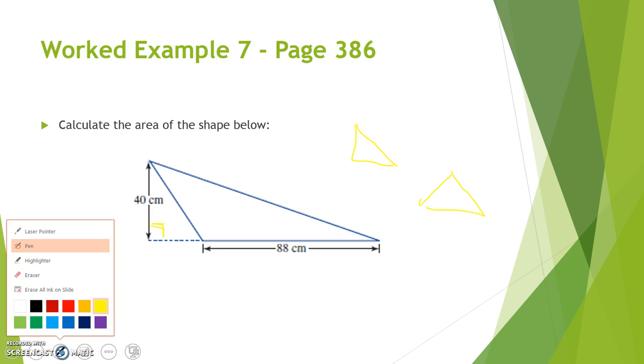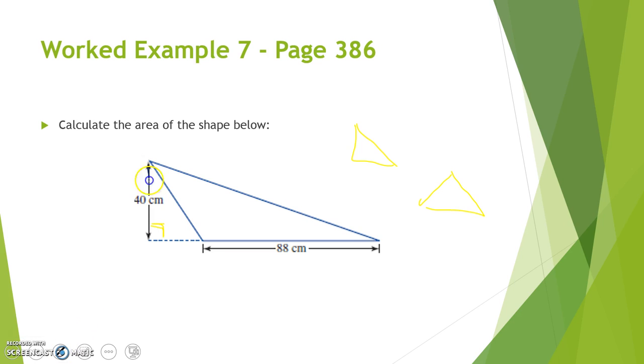So let's change our colour. So this is our perpendicular height. It's 40 centimeters. And the base is the piece that sits on the bottom. I could have, if I wanted, drawn that triangle like this. So rotated it around. And the measurements we're given are 40 centimeters here and 88 centimeters along here. That side there. This is our 40 here.